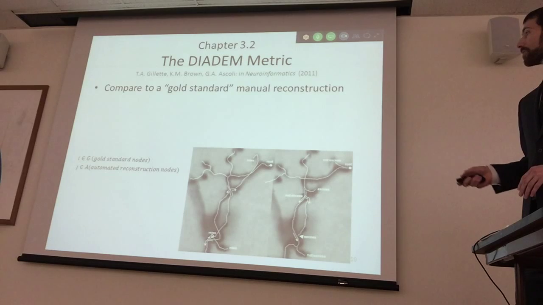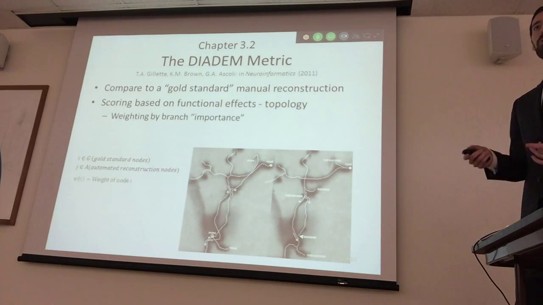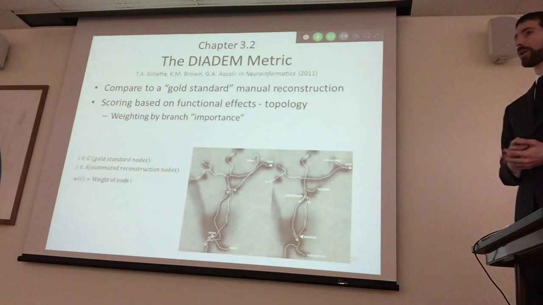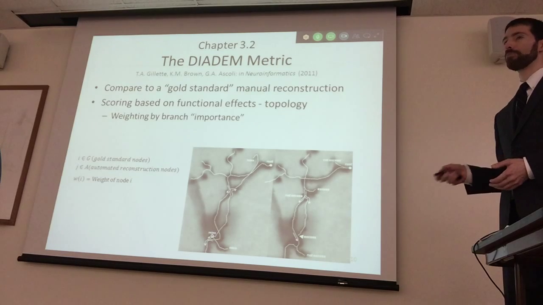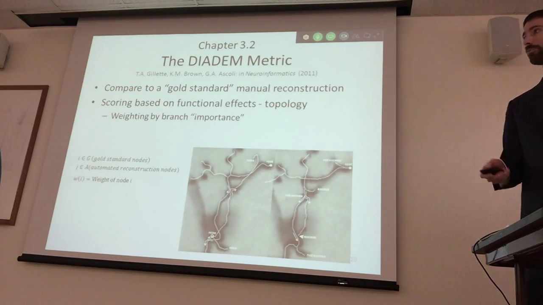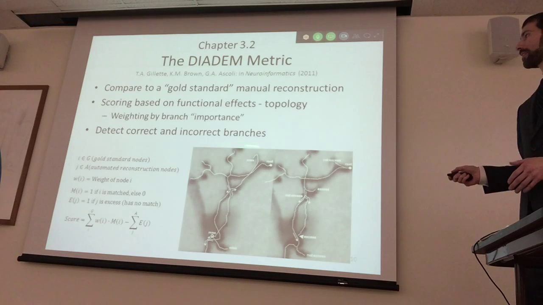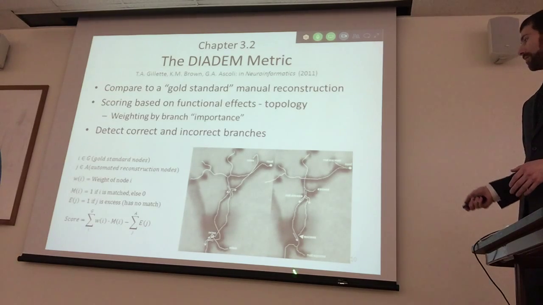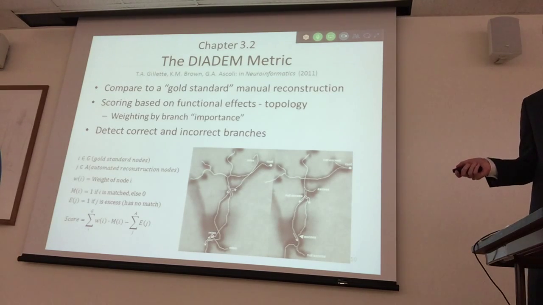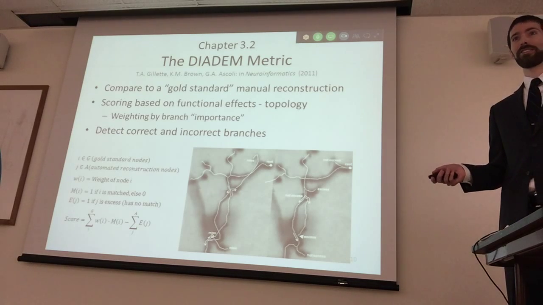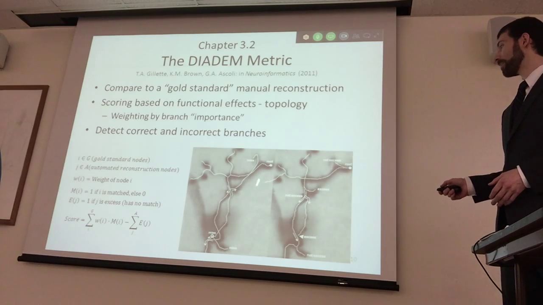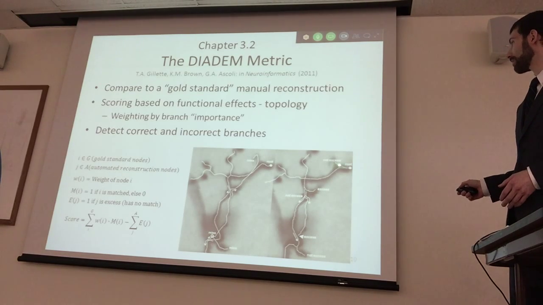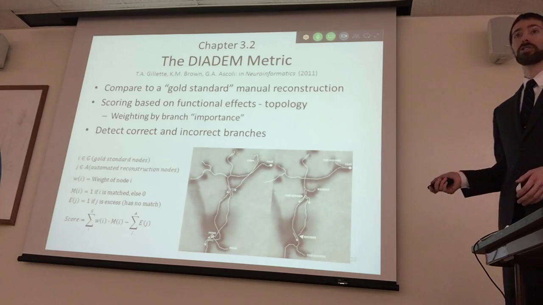So as I said, we compare to a gold standard manual reconstruction. The scoring is something that there was a lot of question about. We decided to score based upon the functional effects, the topology, right? So we weighted by the branch importance. How big is the subtree coming from a given branch? And we detected correct and incorrect branches. So here, this is a gold standard. This is an automated reconstruction. And you can see just by eye, it's pretty difficult to actually tell if the connectivity is correct or not, right? So you really need to zoom in and take a lot of time to look at that, whereas an algorithm can make those detections very quickly. And even things like this, where you have a point that's correct, it's not connected correctly.